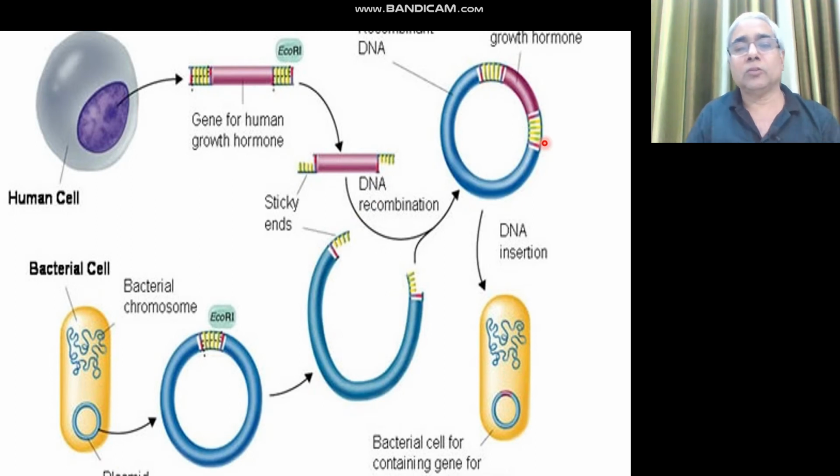When these two molecules are mixed together, hydrogen bonds are formed between these two segments of the DNA, that is the growth hormone gene and the bacterial plasmid. In this way, again a circular molecule is formed and the growth hormone gene gets inserted. Once this insertion of the growth hormone gene in the vector molecule or plasmid molecule has taken place, this molecule is now termed a gene construct.